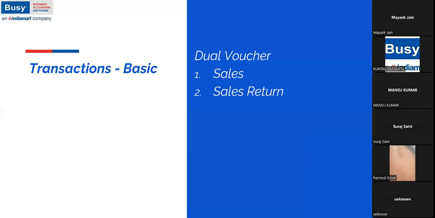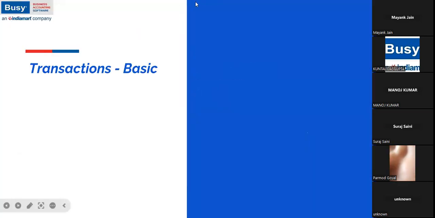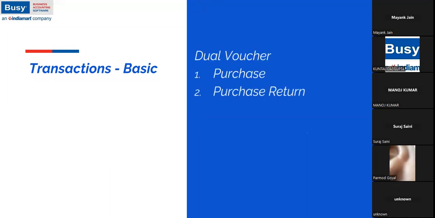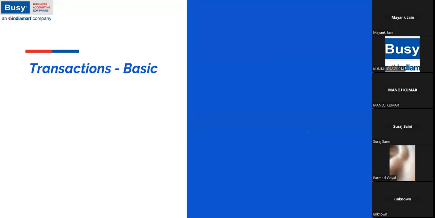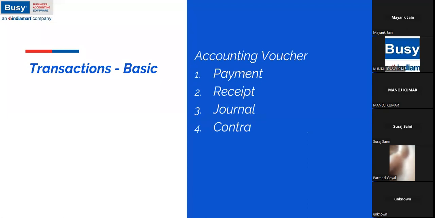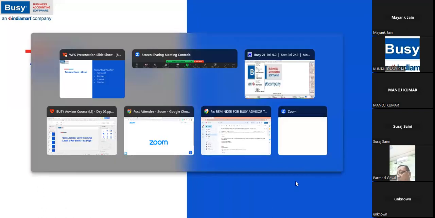Okay. Coming on to the next slide. That is accounting vouchers. Now we'll discuss the pure accounting vouchers. Pure accounting vouchers, in the sense of payment, receipt, journal, contra. These are all pure accounting vouchers. Okay. So how to do the payment entry or the receipt entry or the journal entry or the contra entry? For that, we'll move on to basic.